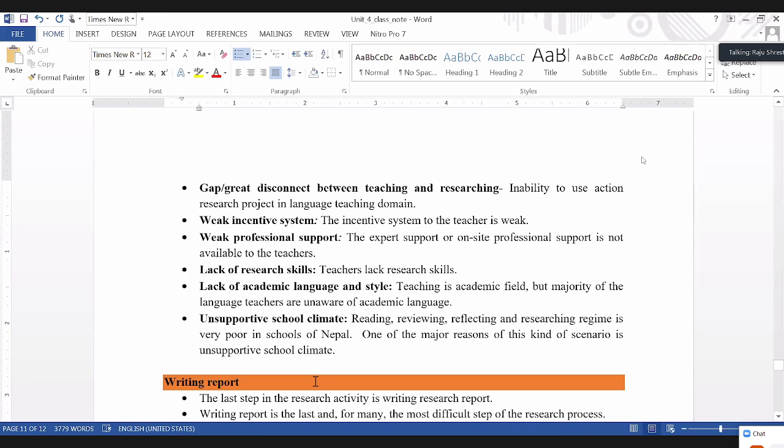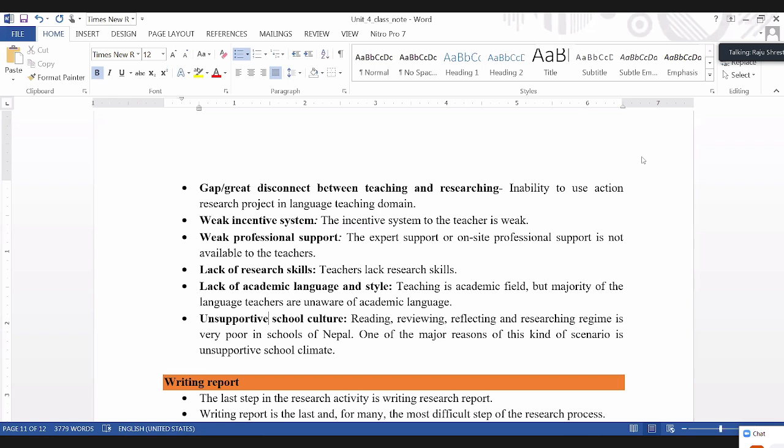Unsupportive school environment. If we see the real scenario of schools, if one teacher tries to do something better, something new, or tries to innovate something, there will be backbiting and negative comments like, let's wait and see how many days this showy activity lasts. This kind of backbiting and discouragement they will get. So this kind of unsupportive school culture also affects carrying out action research. School culture also determines whether teachers carry out action research.